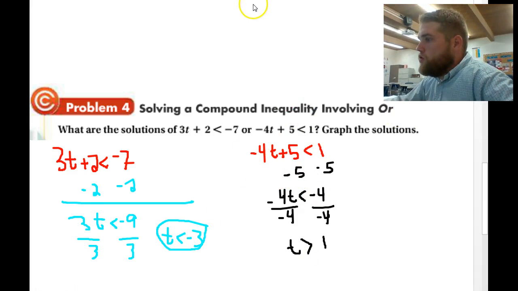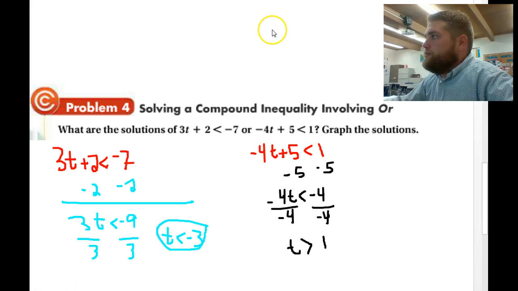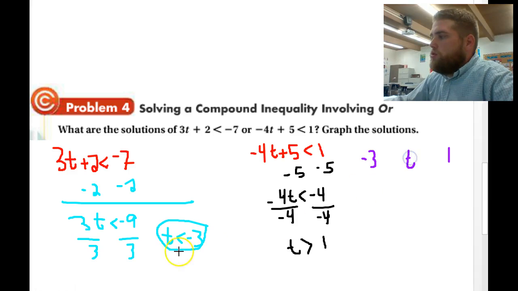So, real quick, let's graph this thing. I've got -3, so that goes first. I have 1, that goes first, and t's in the middle. Okay, so once again, we can't just move our signs over. That's just not how it works. You just have to actually read it.